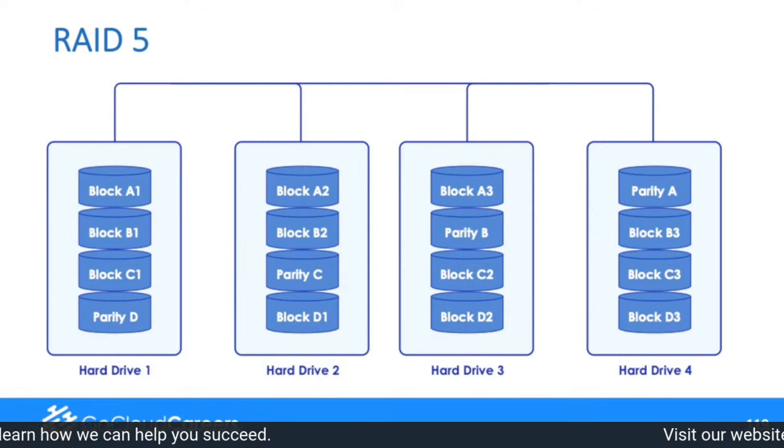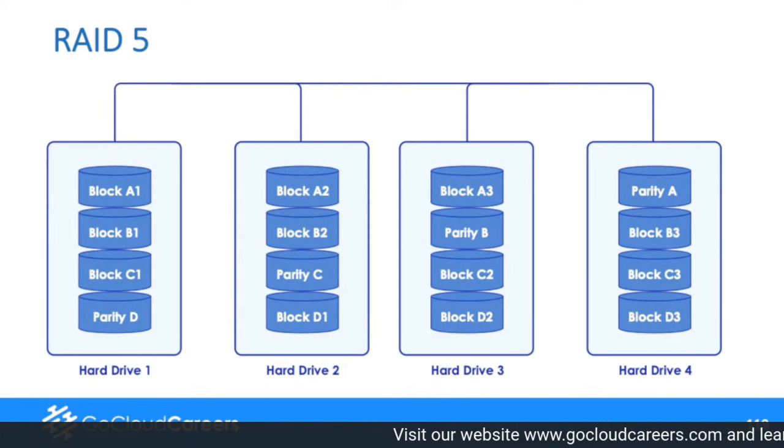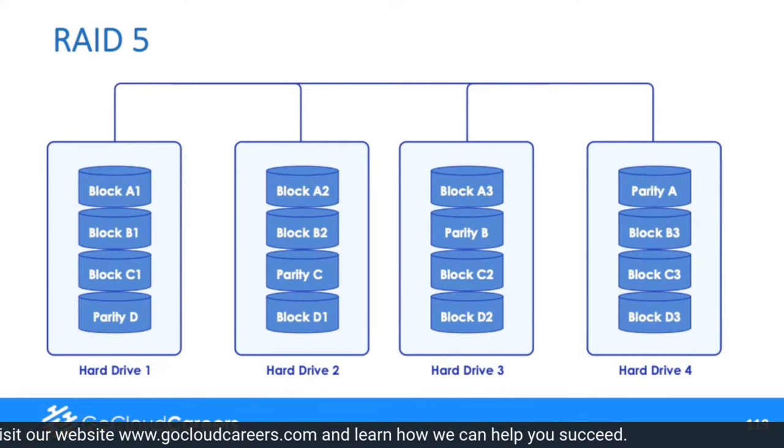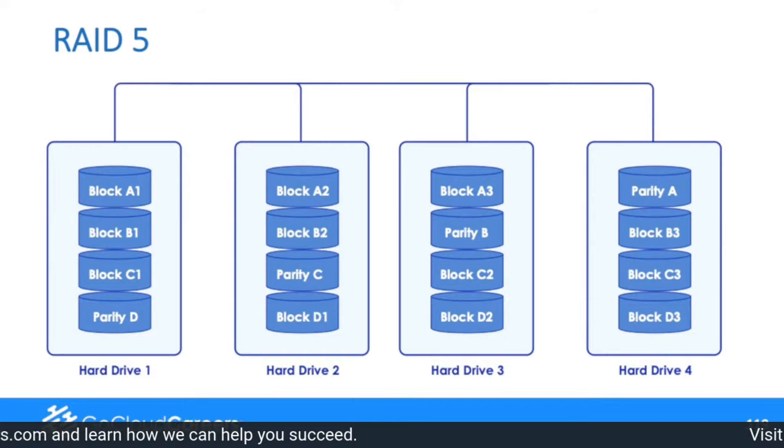So in the data center, in your high-speed RAID arrays, that latency is meaningless. But in a cloud provider where your block storage volumes are slow, this additional level of latency is unacceptable, and that's why we don't use RAID 5 in the cloud. So what do we do instead?